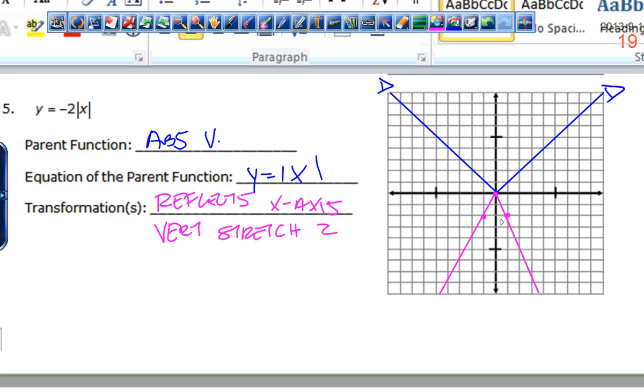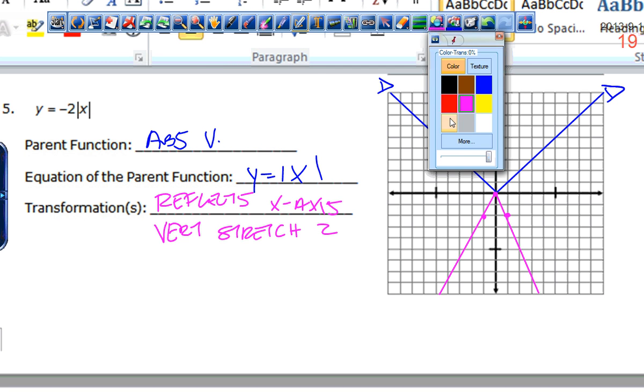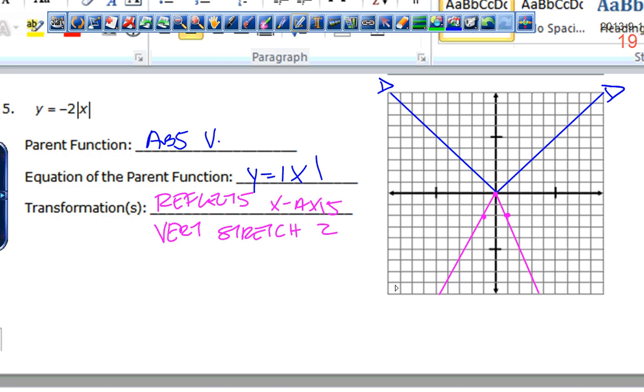So wait, when you reflected it across the x-axis, it became a mirror? No, the stretch by a factor of 2 became the change. First thing we reflected, so if I wanted to, I can go back in green here and draw my reflection. So my reflection is my green, and my purple is multiplying all the y values times 2.